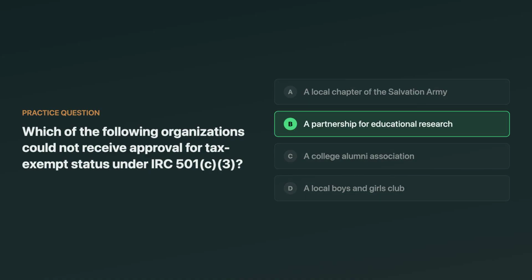The correct answer is the Partnership for Educational Research. A 501(c)(3) has to be organized as a corporation, a trust, or an unincorporated association, not a partnership or sole proprietorship. The partnership option is tempting because the activity sounds charitable, but the entity form fails the organizational test.